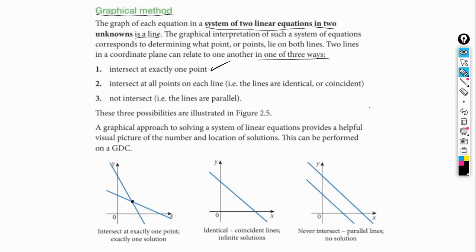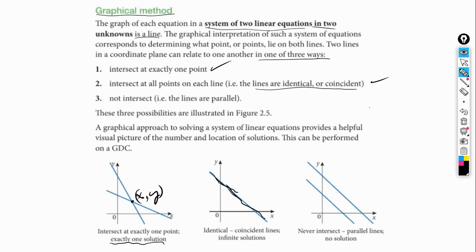When that happens, you find exactly one solution for the system of equations, which is obviously going to be this coordinate. Let's call it (x, y). So when you find (x, y), the coordinate where they intersect, that would be the solution. Number 2, they intersect at all points on the line, i.e. the lines are identical or coincident. So in this case, you have 2 lines, but because they are the same, they coincide and they overlap. So this means that there are infinite solutions.